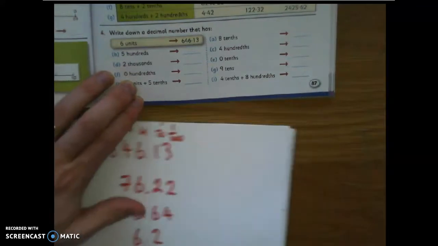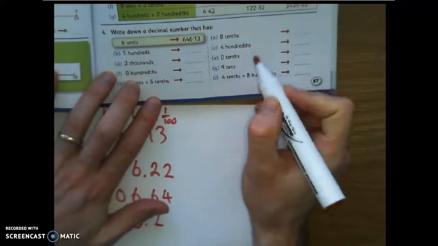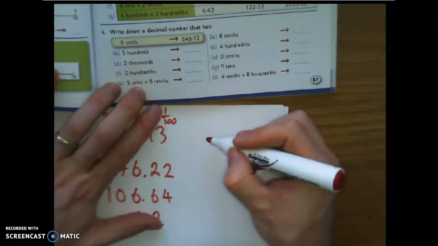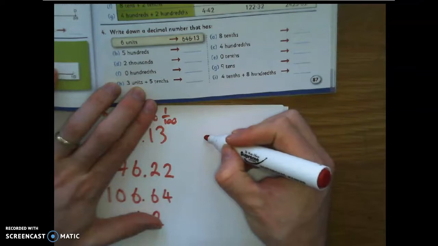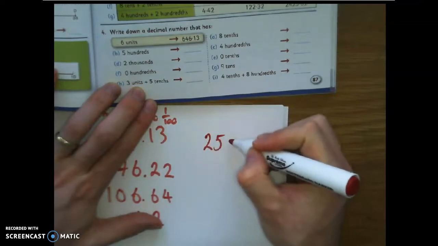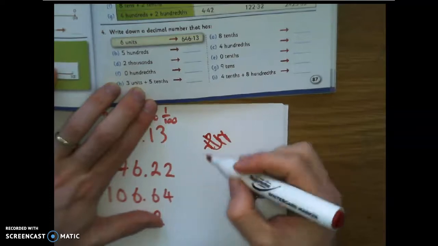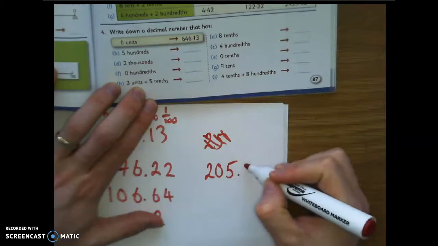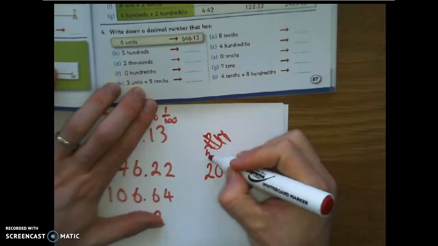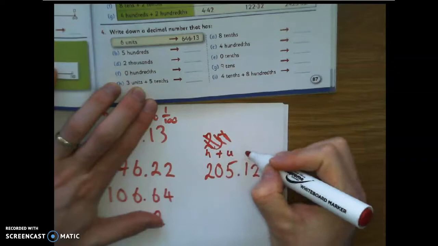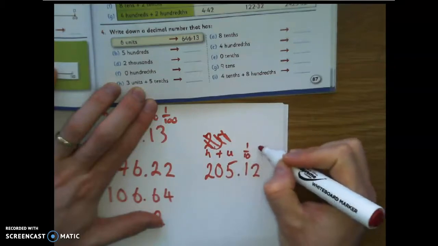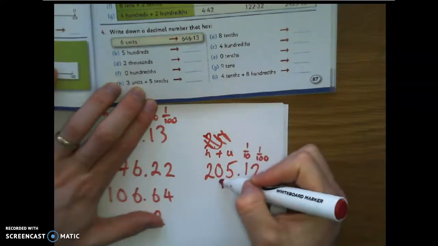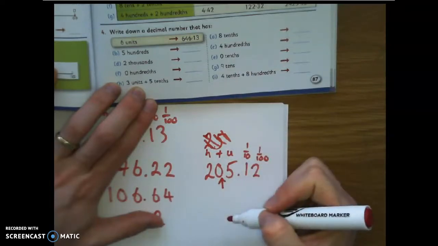Okay, so let's just look at a random one here. 0 tenths. So write down a decimal number that has 0 tenths. How about 250? No, 2 tenths. Sorry, silly Mr. Wire. 250 5.2. Because look, hundreds, tens, units, tenths, hundredths, 0 tenths, and look, 0 tenths.